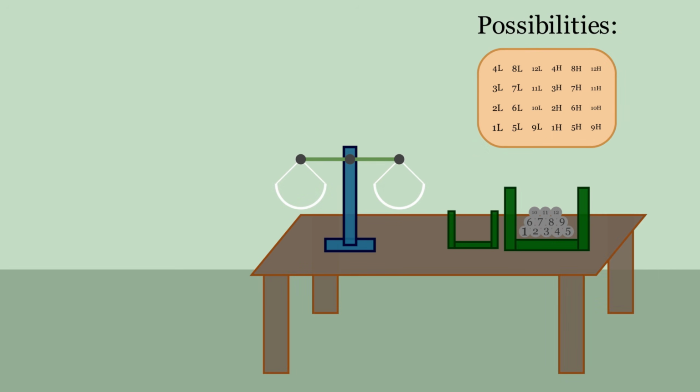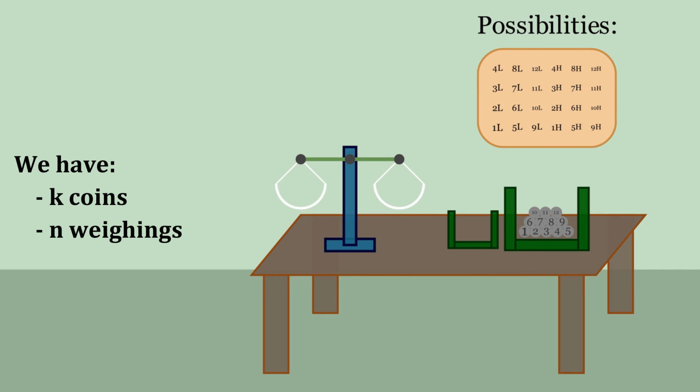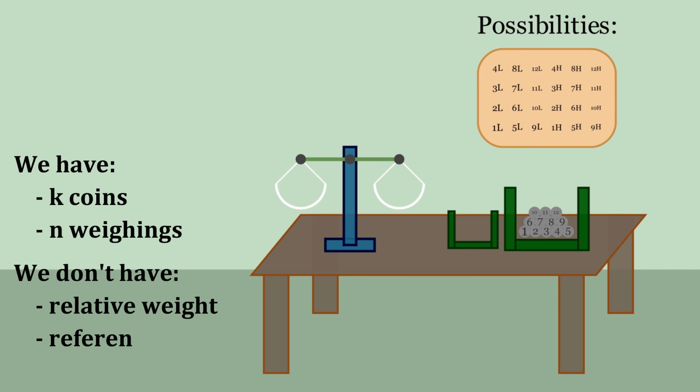And now, we're finally ready to tackle our problem. We have k coins and n weighings. We don't know the relative weight and we don't have a reference coin. What's the highest k that we could solve the puzzle with? In other words, what's k of n?